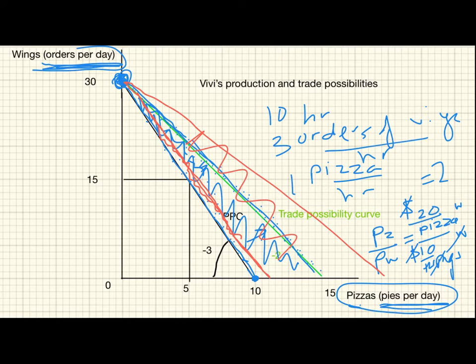Is there any other skill that I wanted to make sure you had? Well, the other thing going on, if they split their time equally, you want to be able to identify that they're at the midpoint of the line. If they spent 3/4 of their time in pizza and 1/4 of their time in wings, they'd be down here, etc. So be ready to do that. All right, that's a long screencast. I think that's enough.